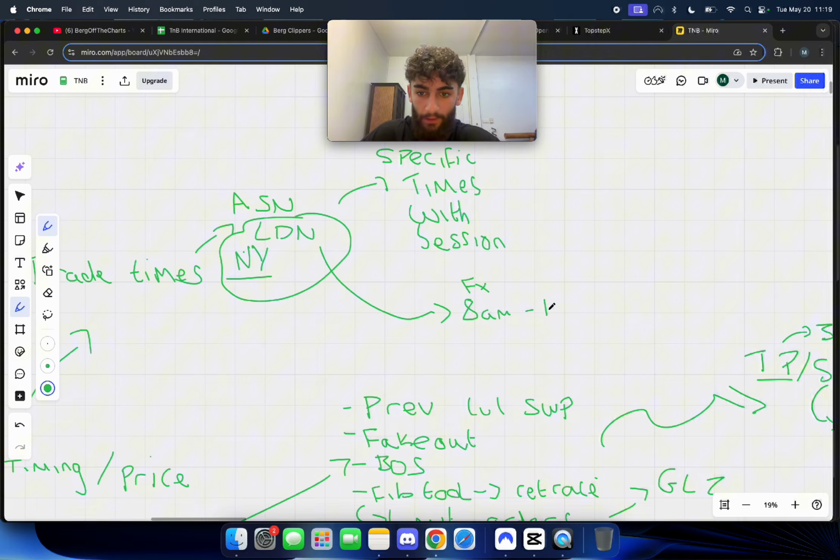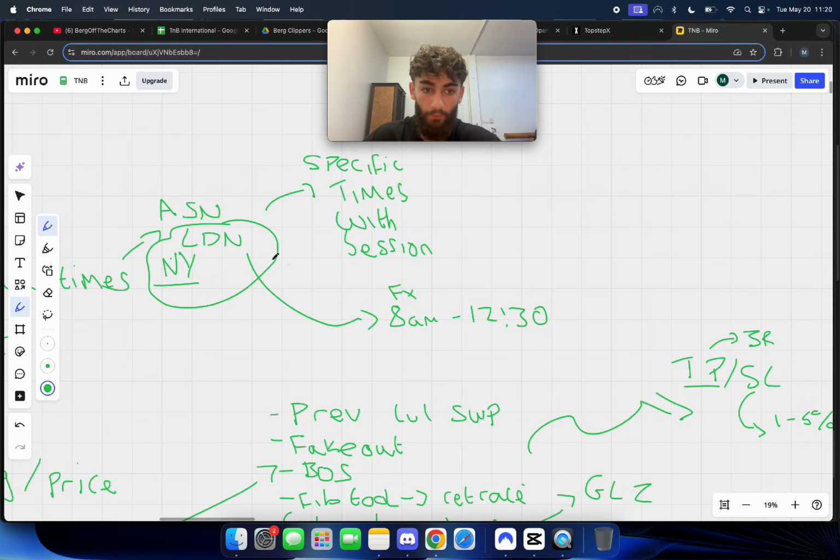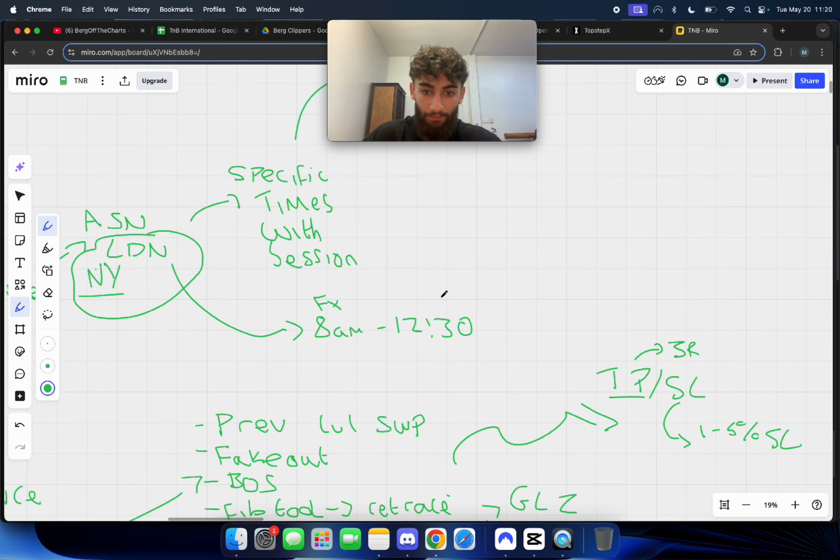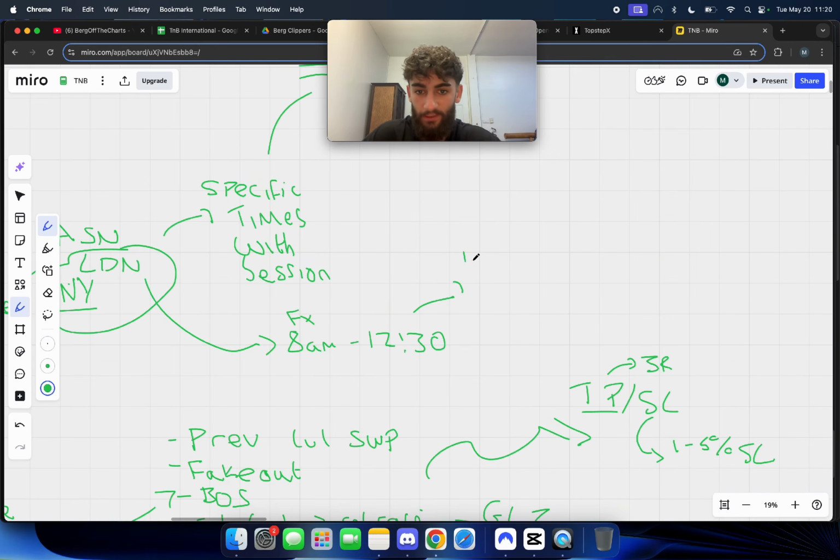8 a.m. till 30 minutes before New York session, which is 12:30. But for a certain period of the year, and you can look this up yourself, in UK time, New York session is pulled back an hour because of daylight savings, so that'll dynamically change as well. So for the London session, that's for the FX. Then for the indices like US 100, it's 8 a.m.